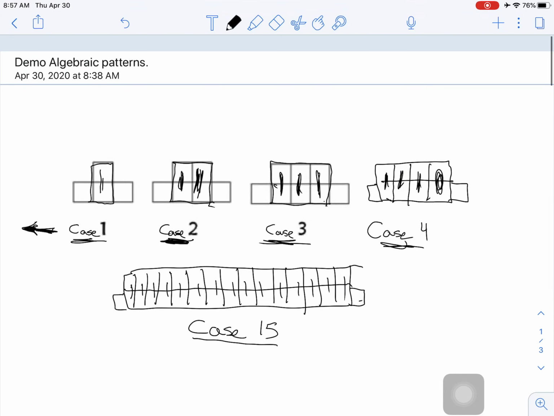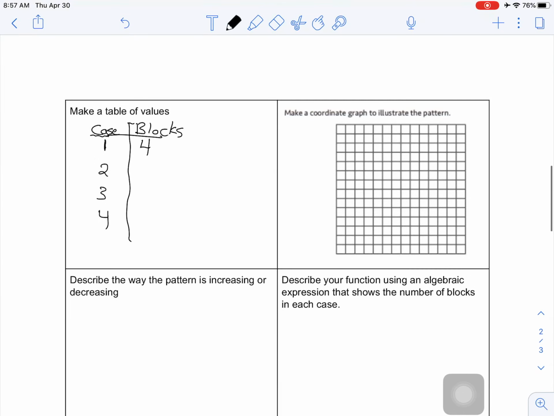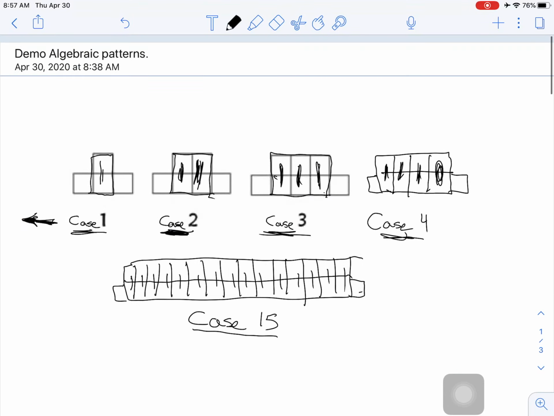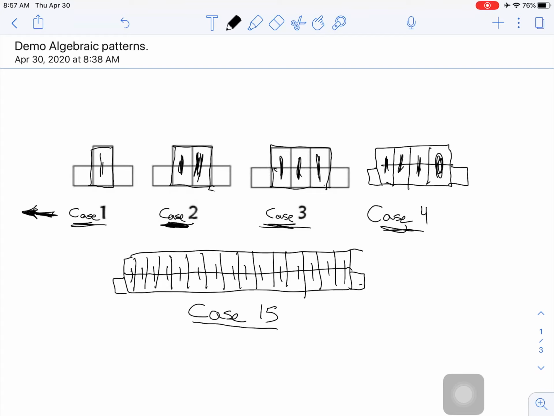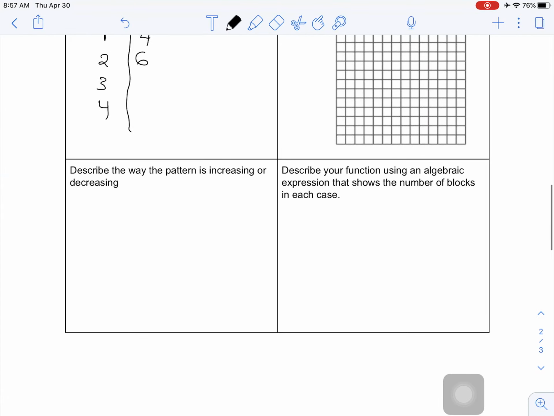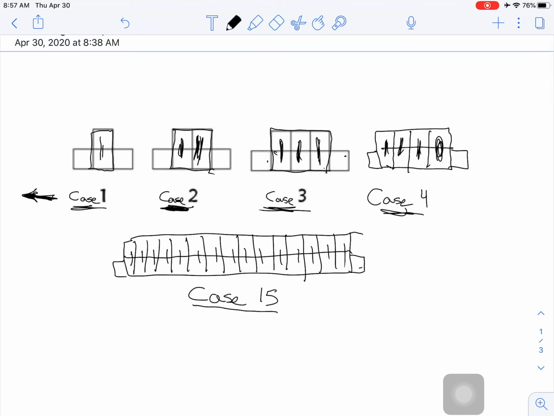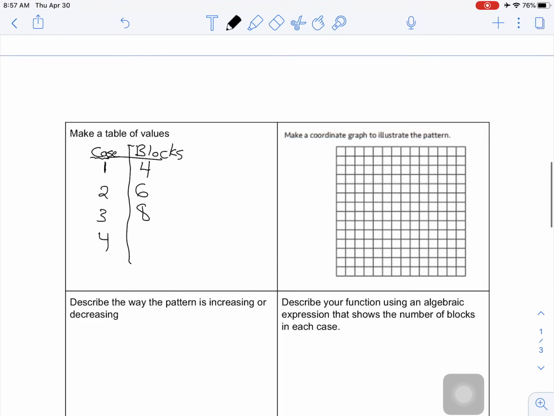And we go back, how many blocks in case 2? Well, we had 2 stacks of 2, so that's 4, plus the 2 at the end, which is 6. Case 3, I noticed that we had 3 stacks of 3, which is 6 blocks, plus the 2 on the end, so that's 8. And lastly, case 4, I had 4 stacks of 2, plus the 2 on the end, which is going to be 10 blocks total.